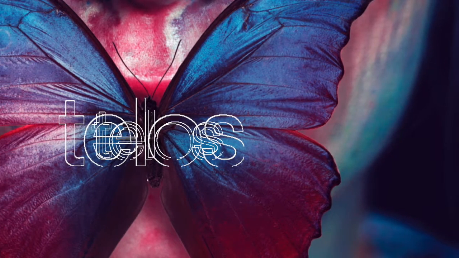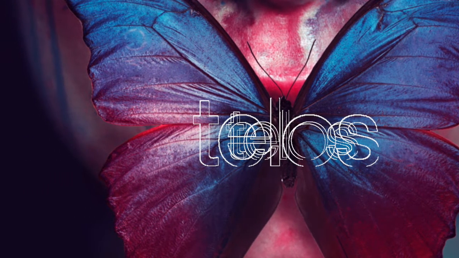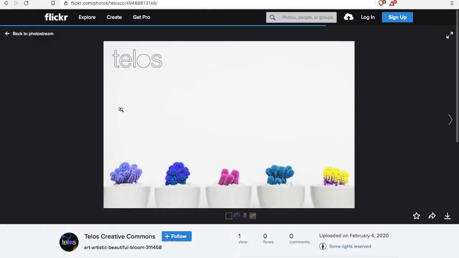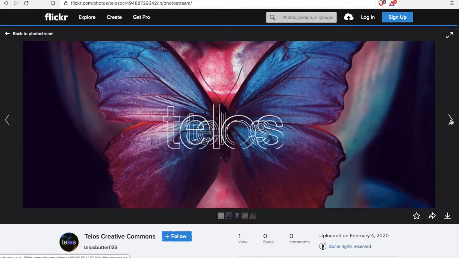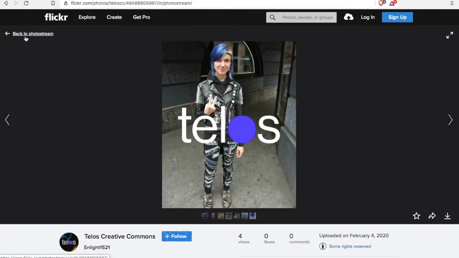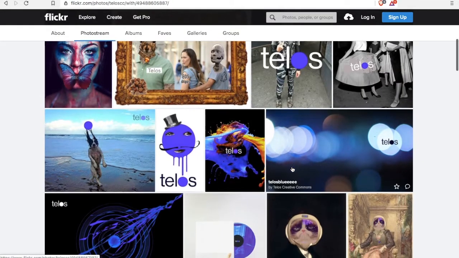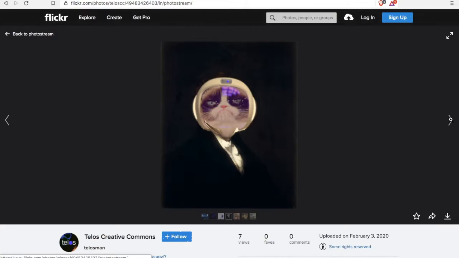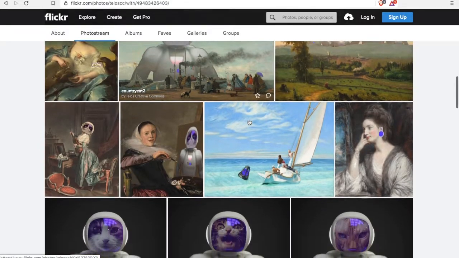Also, here's an update on the Creative Commons Telos library that can be found at flickr.com/photos/telos-cc. Now, I've completed 50, and I have 50 left to create. So, remember, anyone can use any of these photos for any purpose whatsoever. The idea is to make flyers and graphics so that computer programmers and people that don't like to do art can just go in here and grab something and use it for a blog, update, really any purpose whatsoever.